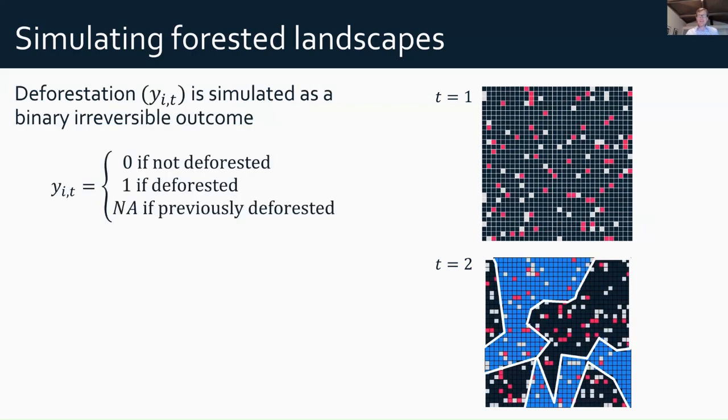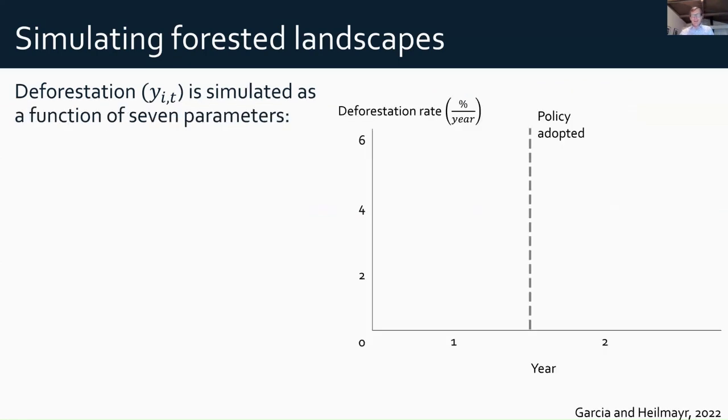And then we're going to deforest across that landscape. So we're going to have some random process that's simulating binary irreversible deforestation events. So this pixel in the first year was not cleared, but in the second year it was cleared. And the way that we're going to simulate deforestation is a function of a bunch of different parameters.